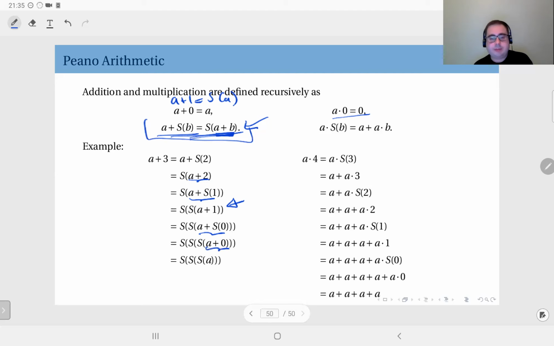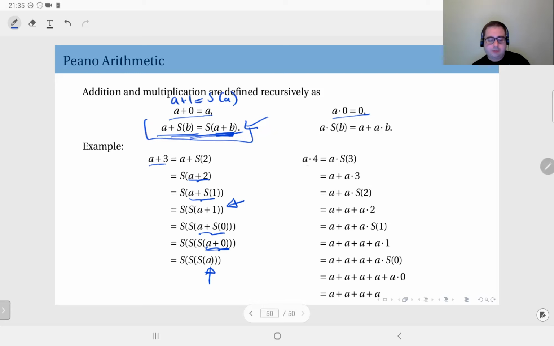Now, I have reached the basis step here. You see, the definition of the basis step is extremely important, because if you do not specify it, this procedure can iterate indefinitely. You have to have a stopping criterion. So the basis step gives you that. a plus 0 is defined as a, so at this point you are done. a plus 3 means apply the successor function 3 times to the value a.